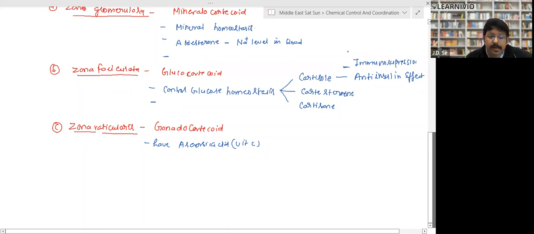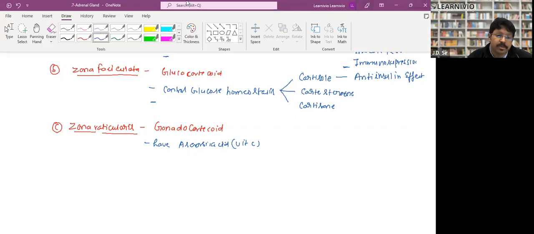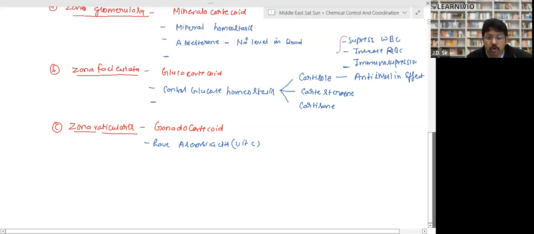Next point. Cortisol increases RBC count and suppresses WBC count. So all these functions belong to cortisol.